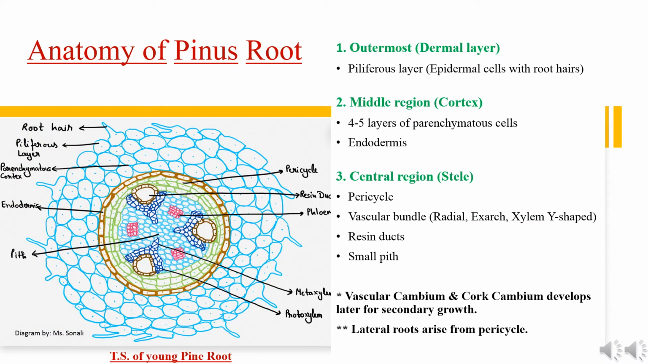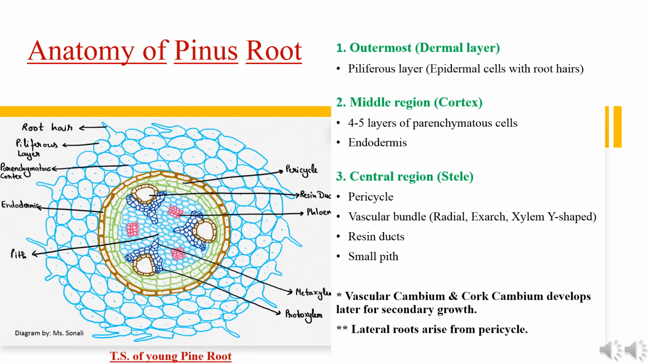Young Pinus root is a simpler structure. When you cut it into a transverse section, you have three major regions: outer, middle, and central. The outer region is the dermal layer. It consists of epidermal cells which have root hairs. This layer is also known as the piliferous layer, for the pili-like appearance from root hairs. This layer is followed by a region of 4 to 5 layers of parenchymatous cells. These cells are filled with starch.